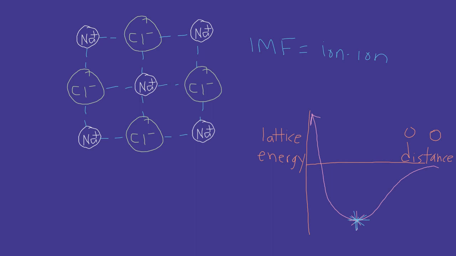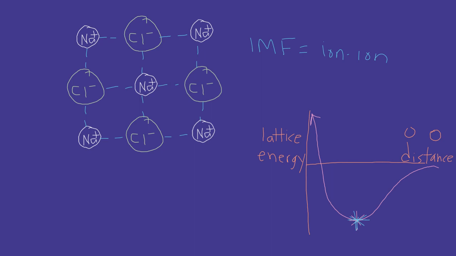So internuclear distance here is not going to be the bond length, but it's the distance between the IMFs. So if we take a look right here, it would basically be the distance between the center of the Na and the center of the Cl. So it would be this distance that you're measuring right here. Okay, so that would be the distance.